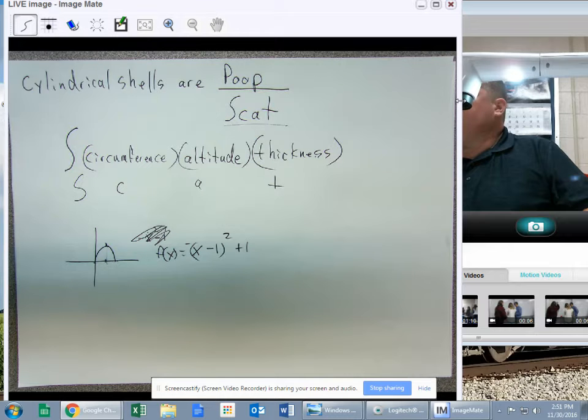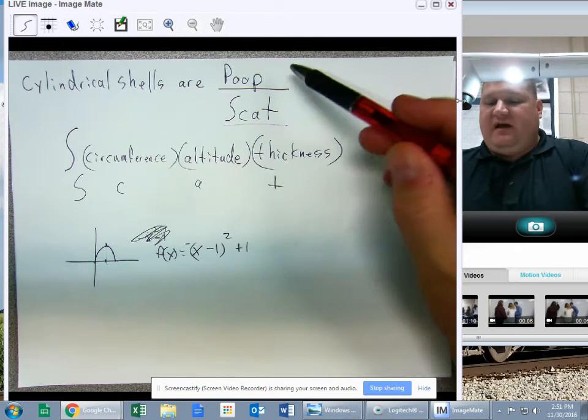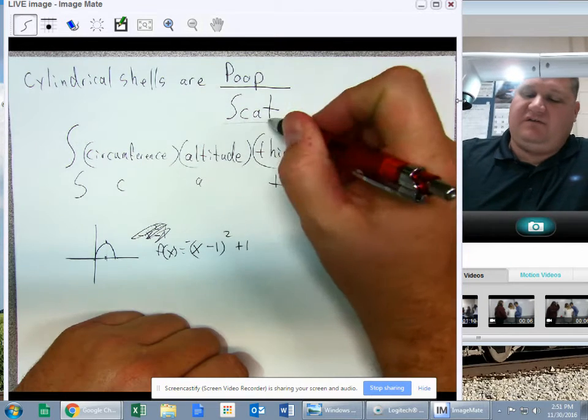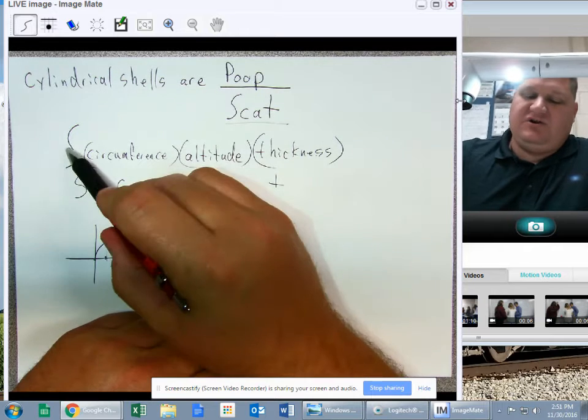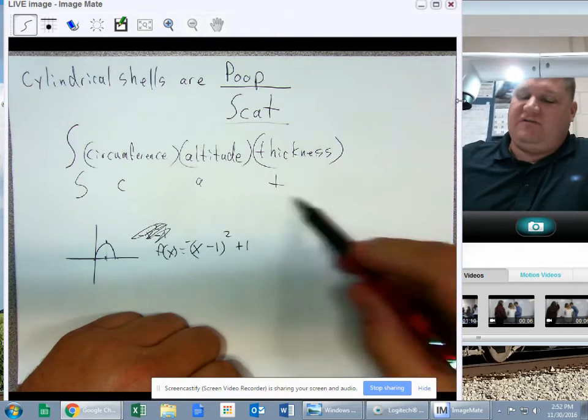Okay, ladies and gentlemen, let's take a look at cylindrical shells. The thing to remember about cylindrical shells is that cylindrical shells are poop. That's right. The way we're going to remember cylindrical shells is actually the word SCAT: integration of circumference, altitude, and thickness.